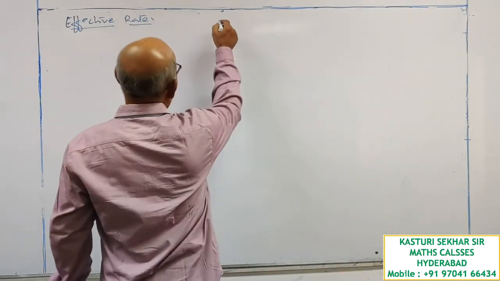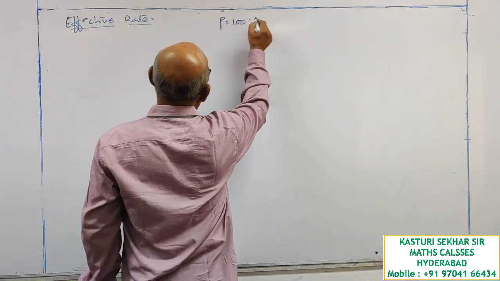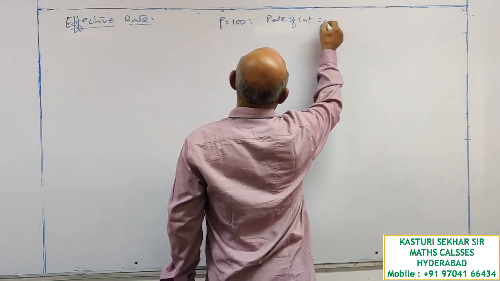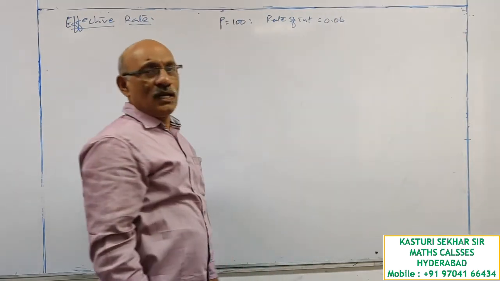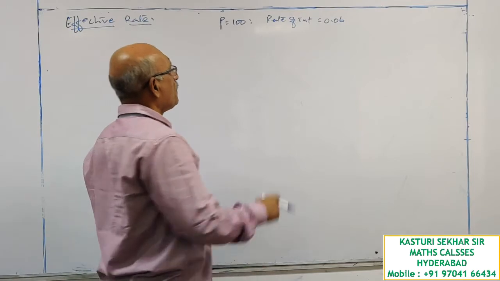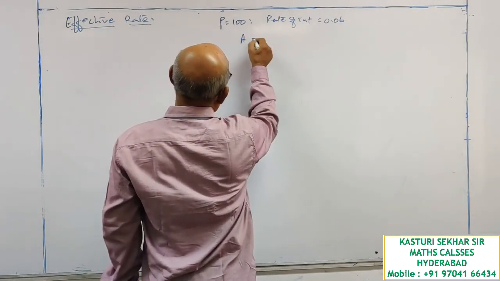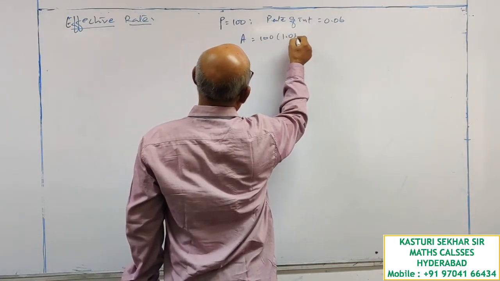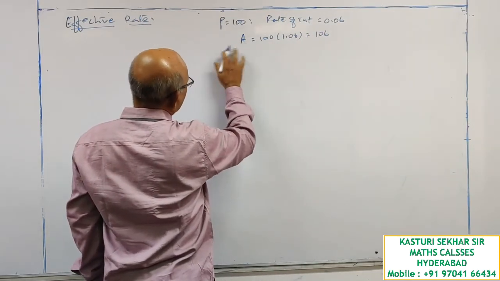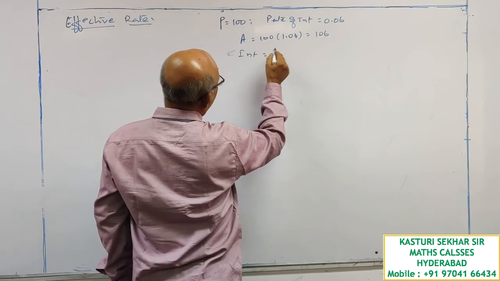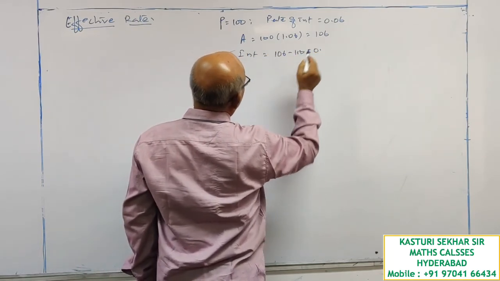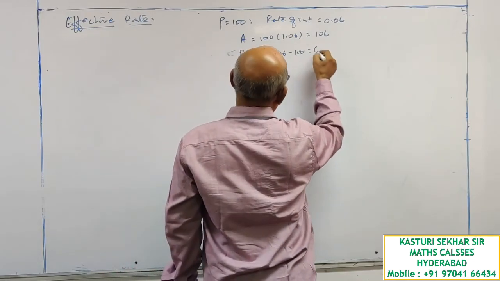Let us see, suppose your principal is 100, rate of interest is 6%, and the bank is calculating interest only one time in a year. So amount is equal to 100 into 1.06, 106. Interest is equal to 106 minus 100, this is 6%.